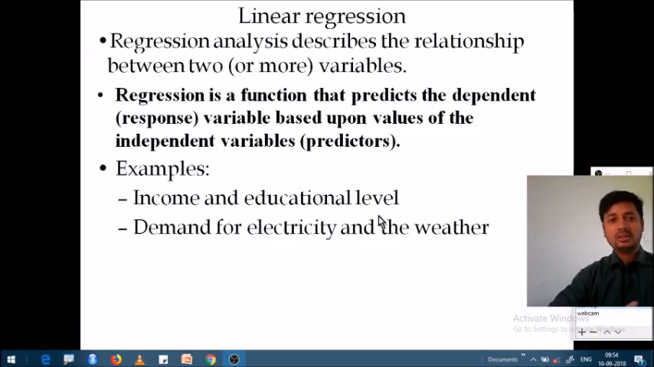Now we are going to discuss a topic, linear regression. So what is linear regression? Regression analysis describes the relationship between two or more variables. These variables, one or more, may be dependent variables and one or more may be independent variables. But coming to linear regression, we shall have only one dependent and one independent variable.